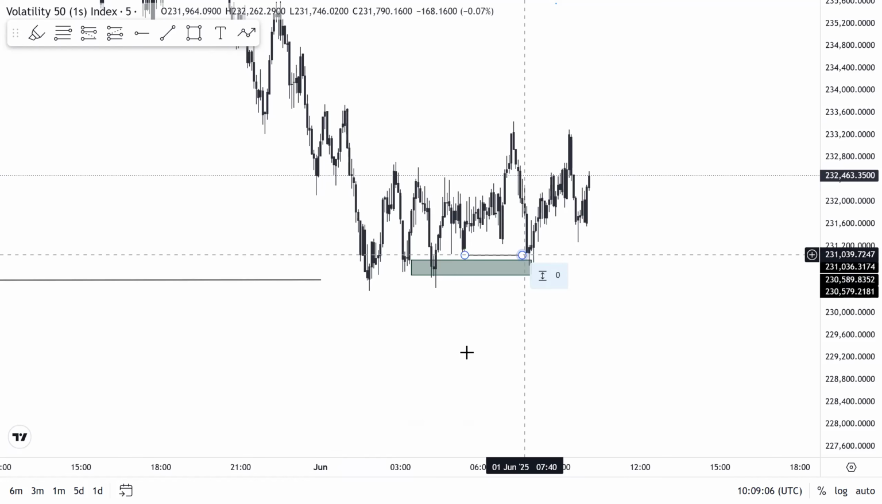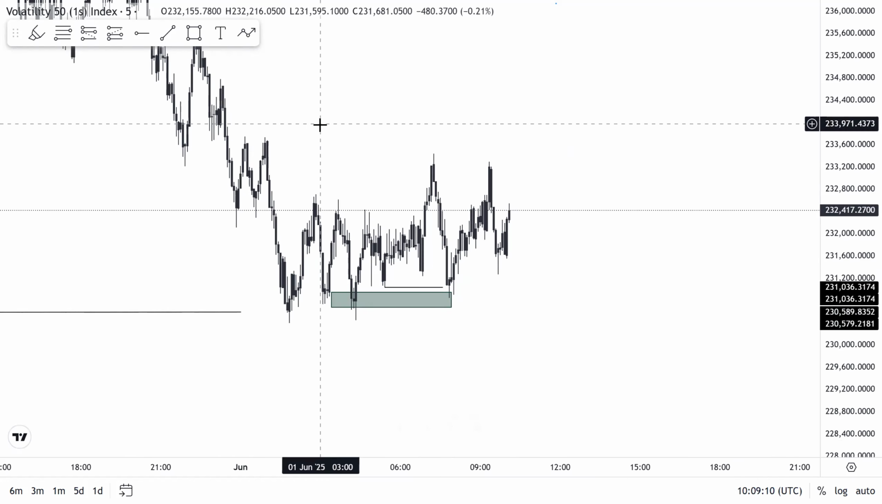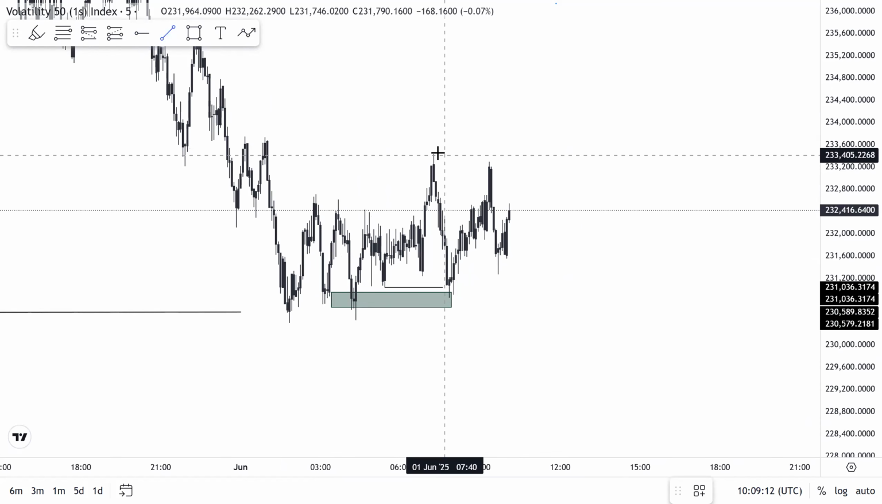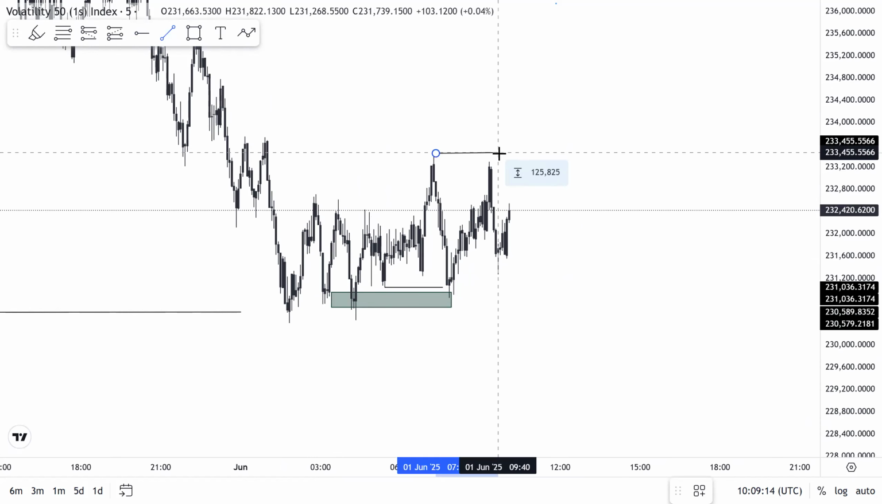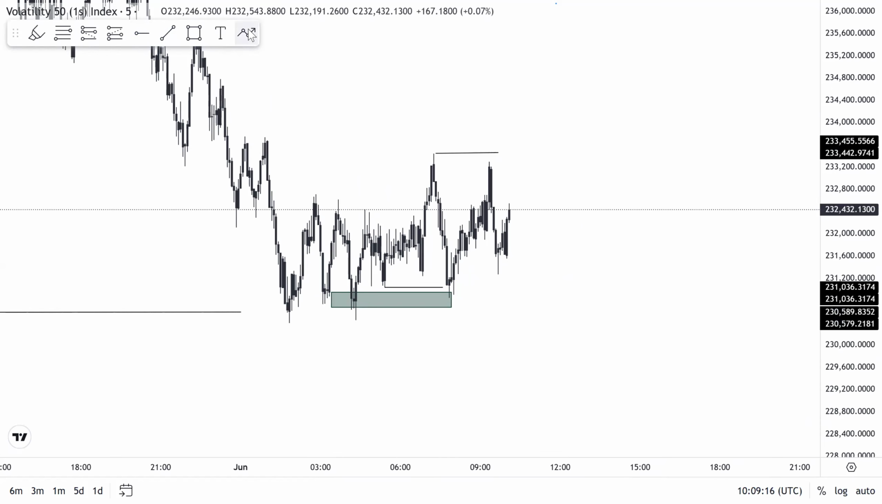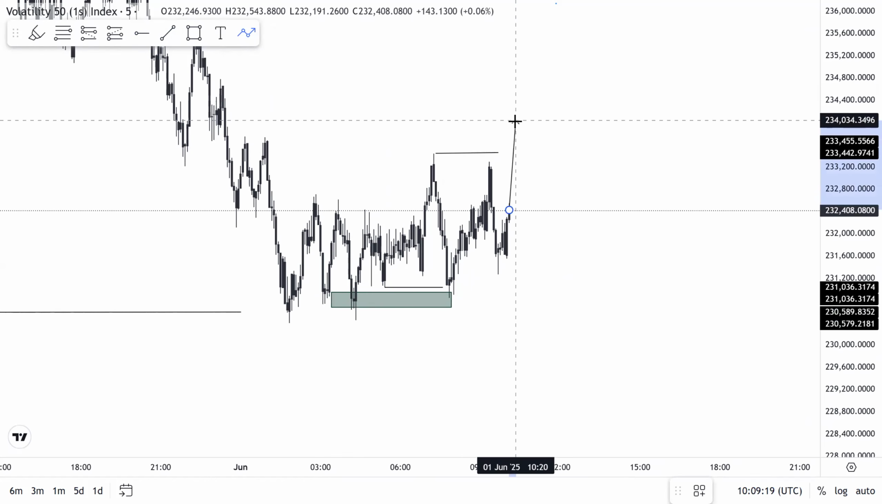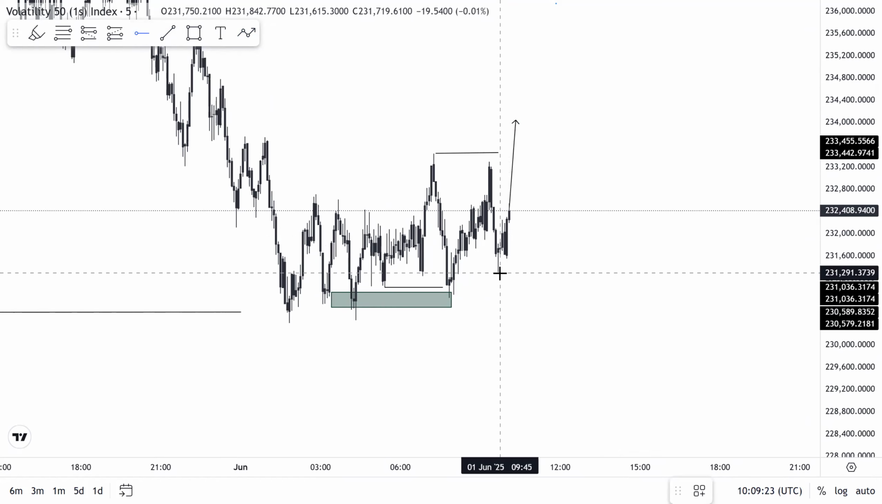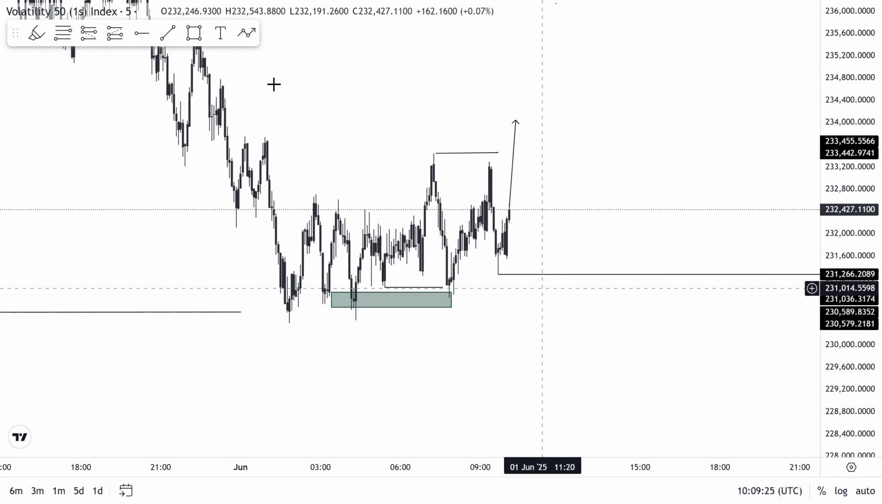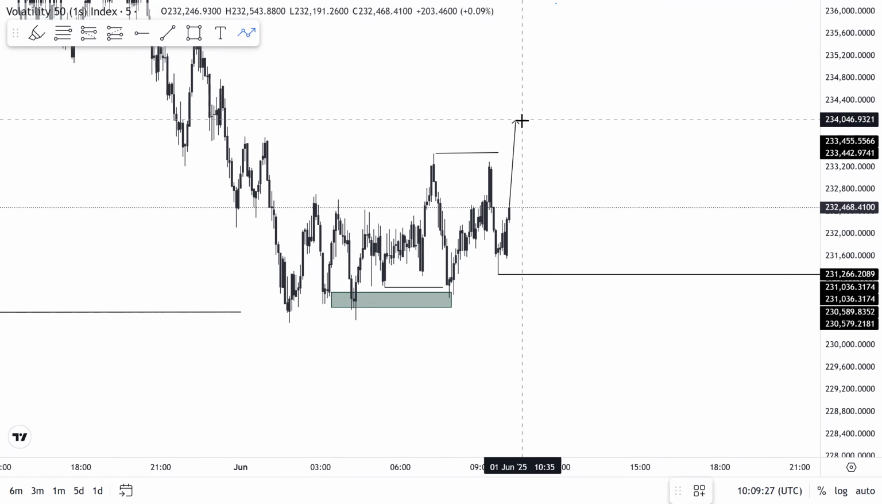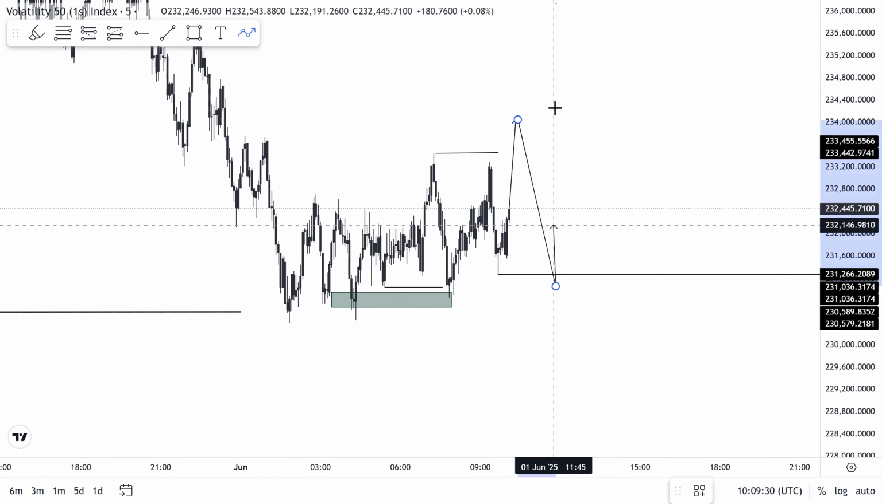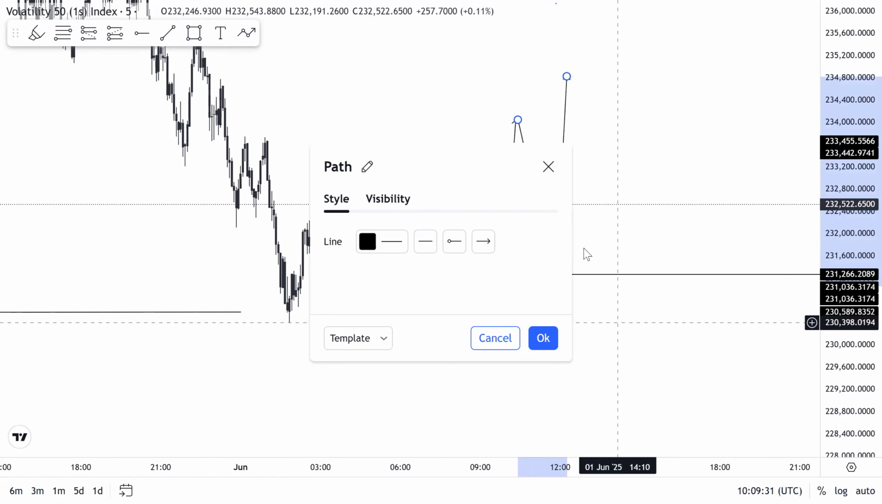Now price has swept out this low again. Once we have a break of structure again, what am I going to anticipate? For price to come out here again and sweep out this low. Boom, this is another entry. Like that.